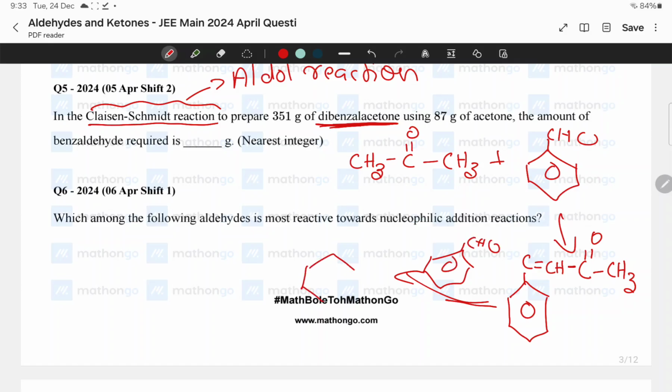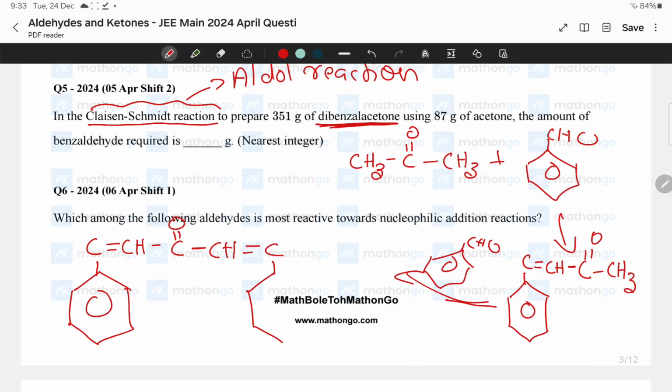That is C double bond of CH, C double bond of CH double bond of phenyl group. We get it like this. No space to draw, so I will draw it properly, otherwise it's difficult to calculate. Okay, we get this is the product, right? Yes.